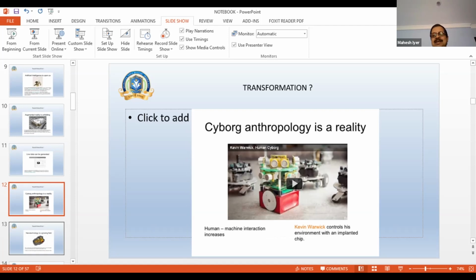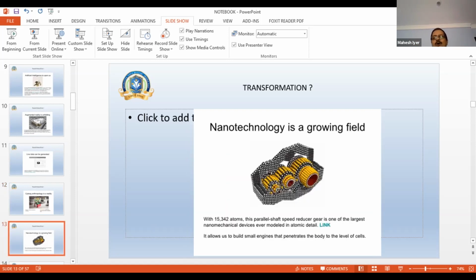Cyborg anthropology, that means each and every piece of information can be minimized and stored in a single chip, and we can control n number of instruments sitting in any corner of the world. That also was predicted long back. Nanotechnology, all this information can be grown into a small piece that can go to the cellular level and control the commands given. All these terms were predicted long back.